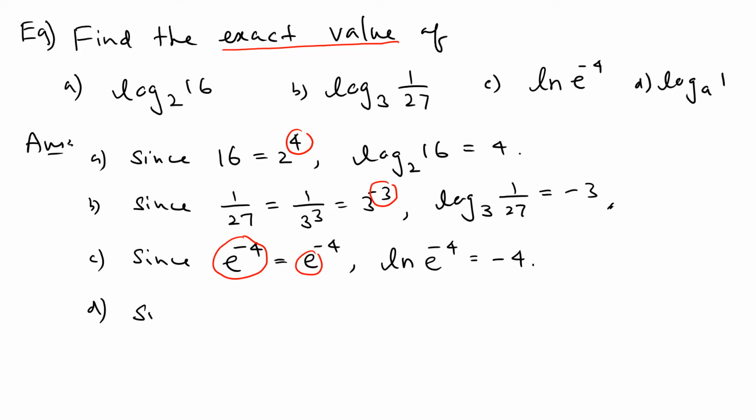And the d, this is also very interesting. Since 1 is a to the 0th power for any base a not equal to 0, the log to the base a of 1 is always 0, so it's going to be 0. So that's a special case. Okay, so that's how you do those 4 problems.